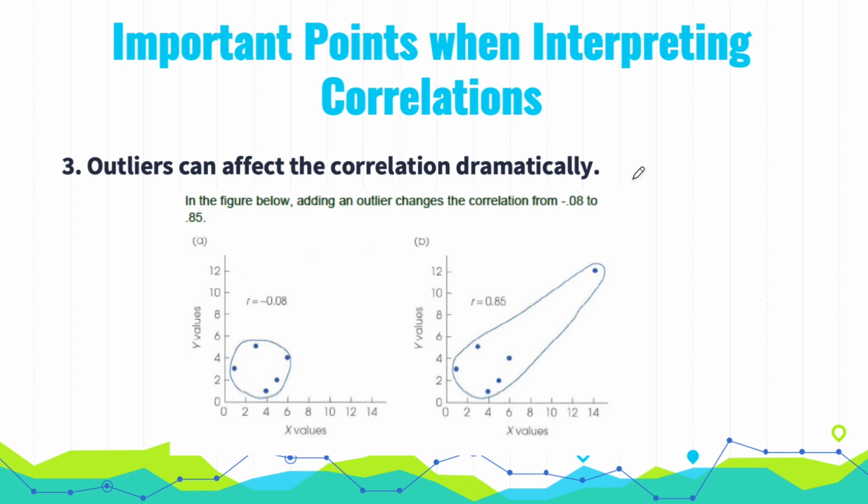Number 3, outliers can affect the correlation dramatically. First, look at this chart. I'm not really seeing any relationship here, and the value of r is very close to 0. However, if I included an outlier here, where x equals 14 and y equals 12, that severely changes the directionality of the relationship between x and y. Just including that one point alone increases our r value from almost 0 to almost 1.